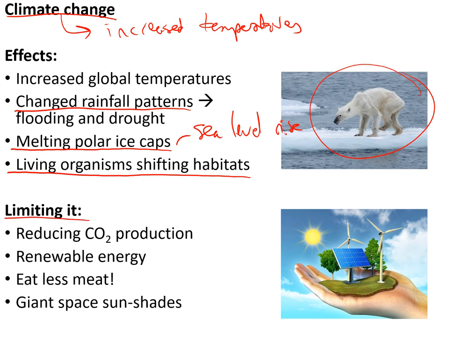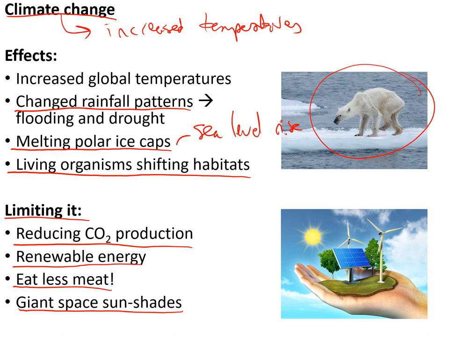Well, the main number one thing is to reduce our production of carbon dioxide. That means using less energy. It means driving cars less. It means using renewable energy. It means eating less meat, because meat production is one of the biggest sources of carbon dioxide and methane. And it can also mean some sort of crazy sci-fi sounding stuff, like putting giant sunshades in space to make less sunlight get to the Earth.